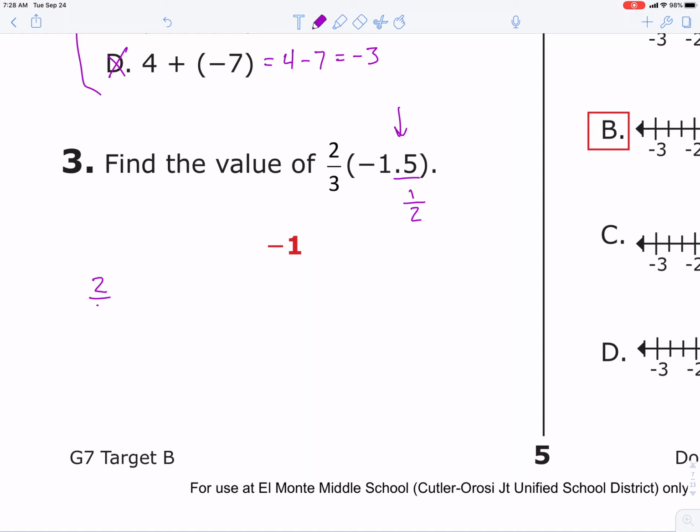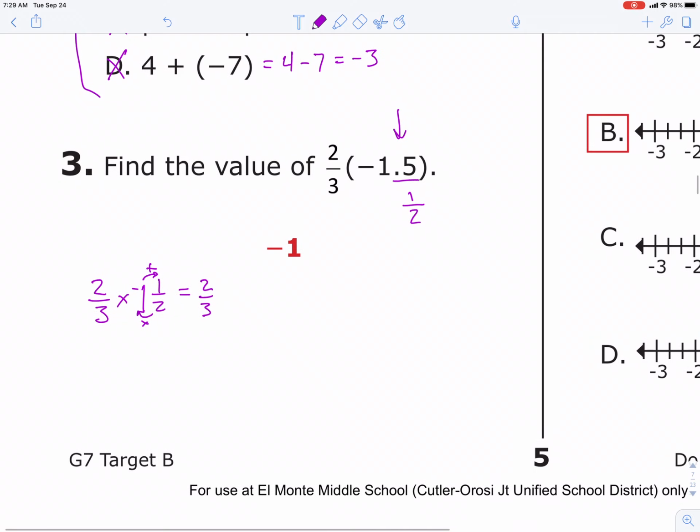So it ends up being 2/3 times 1 1/2. That's a negative 1 1/2. Okay? Well, I got to convert that to an improper fraction. I multiply and add. So I end up with the 2/3 stays the same. 2 times 1 is 2, plus 1 is 3. So it's times a negative 3/2.